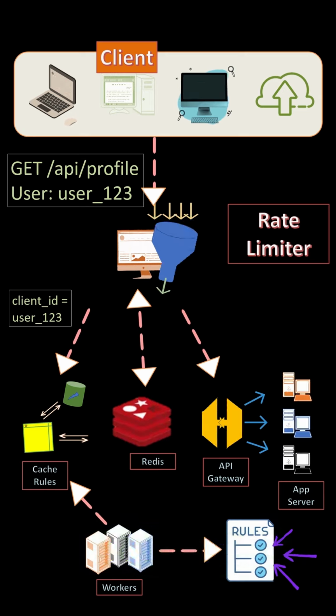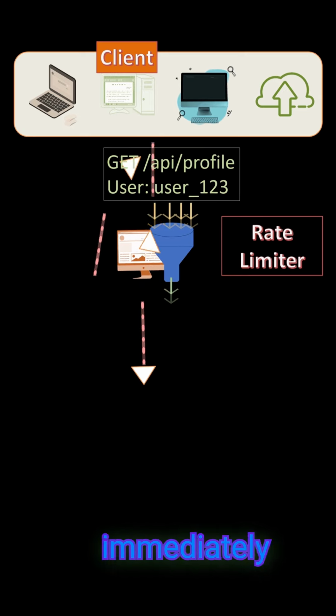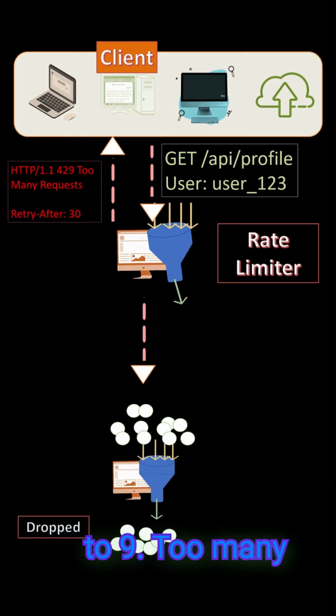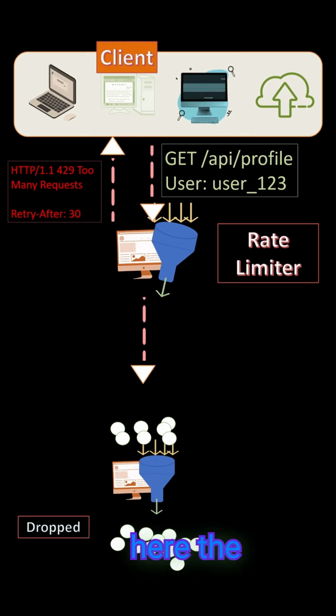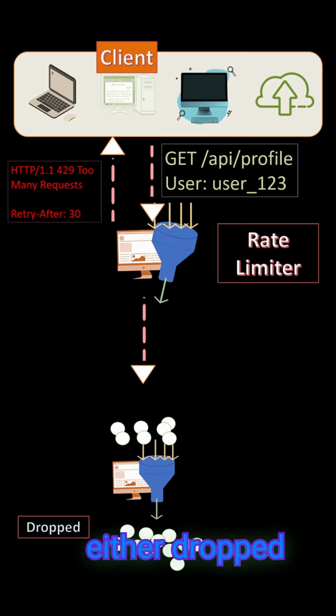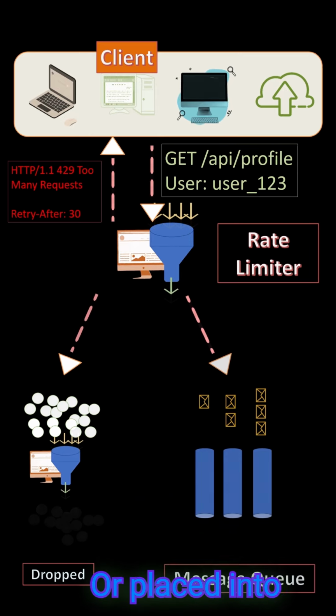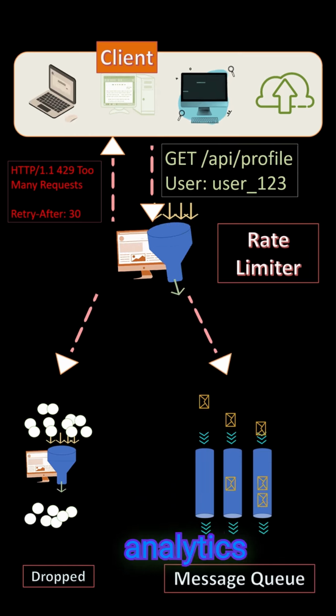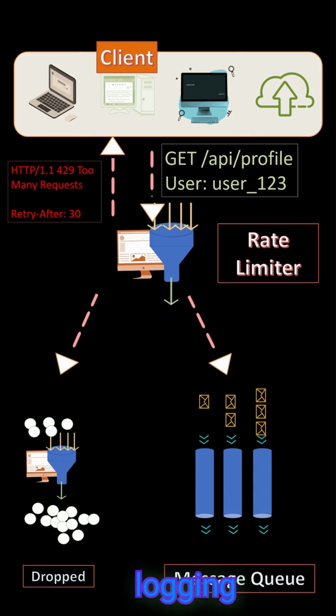If the request exceeds the limit, the rate limiter immediately returns an HTTP 429 Too Many Requests response to the client. For example, here the client receives a 429 with a Retry-After: 30 header. Blocked requests are either dropped to protect the system or placed into a queue for deferred processing. For example, analytics events may be queued while login attempts are dropped immediately.